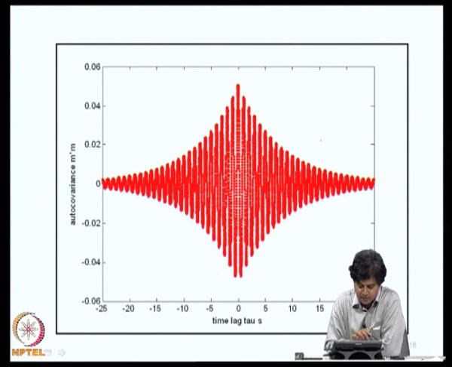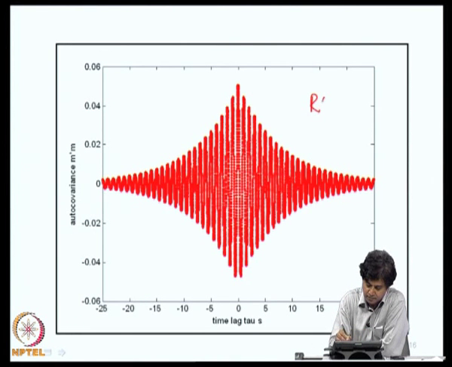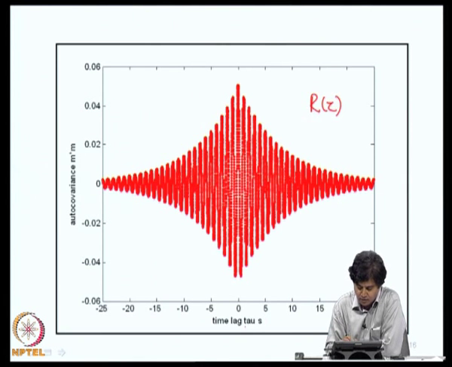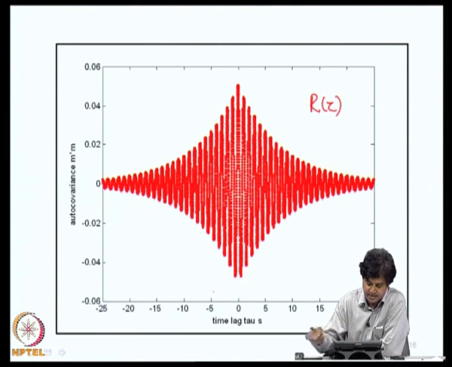This is the plot of r of tau as a function of tau. You can see that this is shown for both positive and negative time lags. You can easily see that this function is symmetric about tau equal to 0 and it represents a decaying sinusoidal function. So, this is the autocovariance of the output in steady state. So, the process is stationary in steady state.